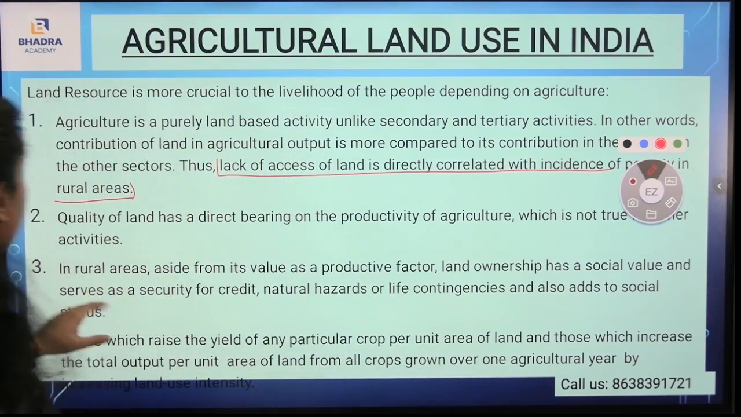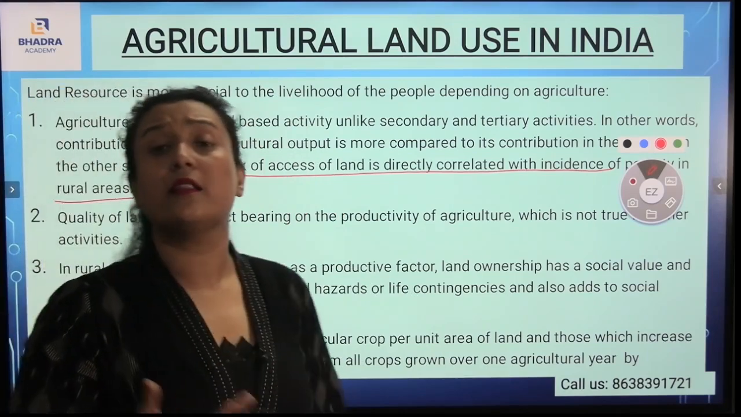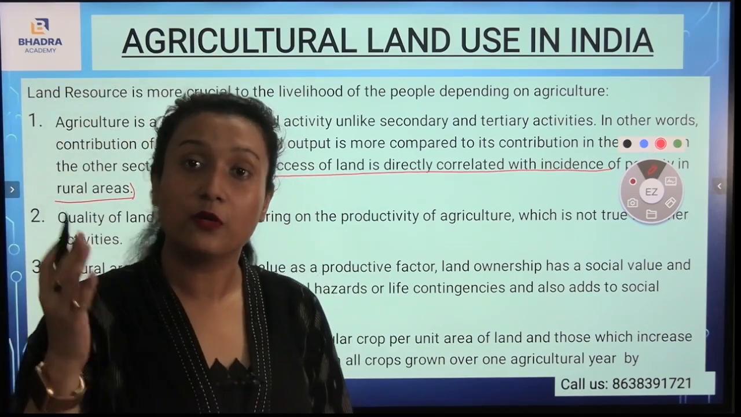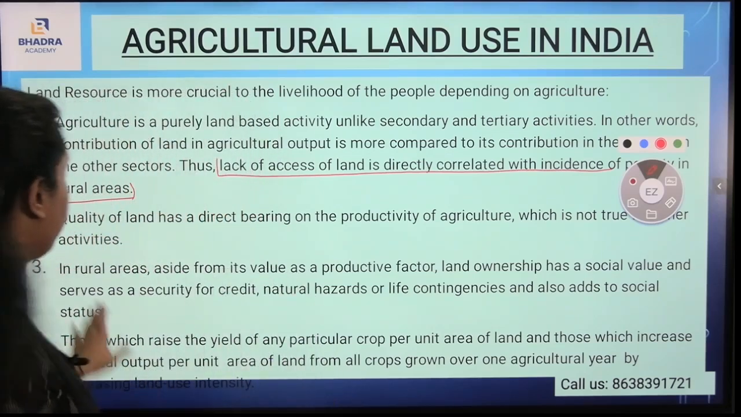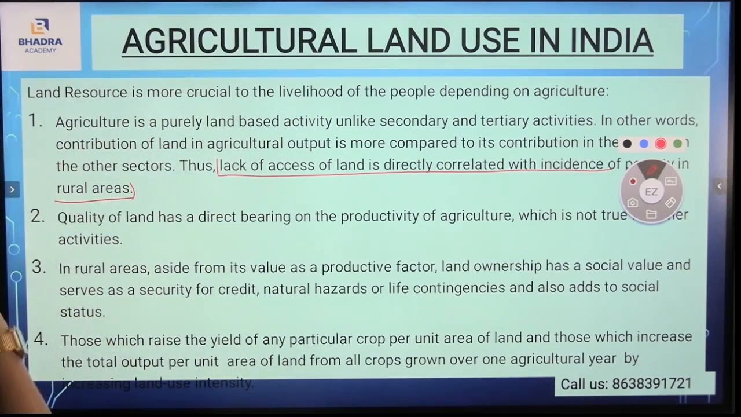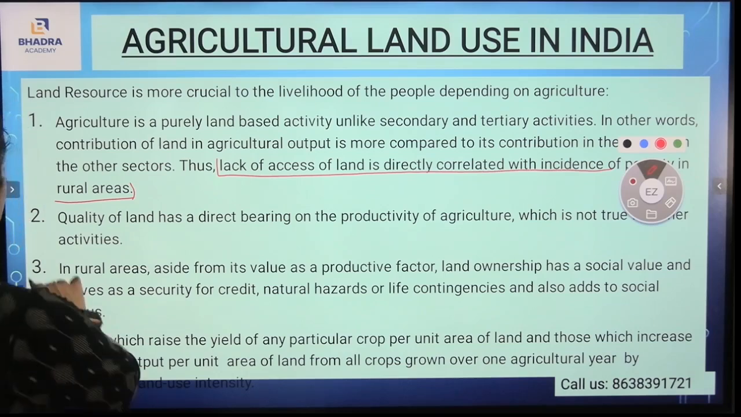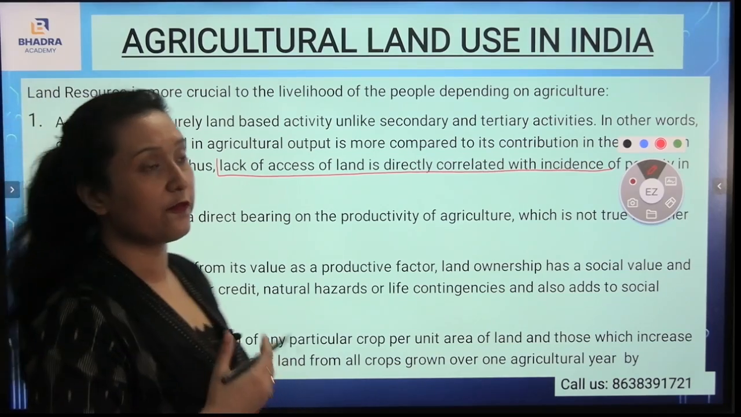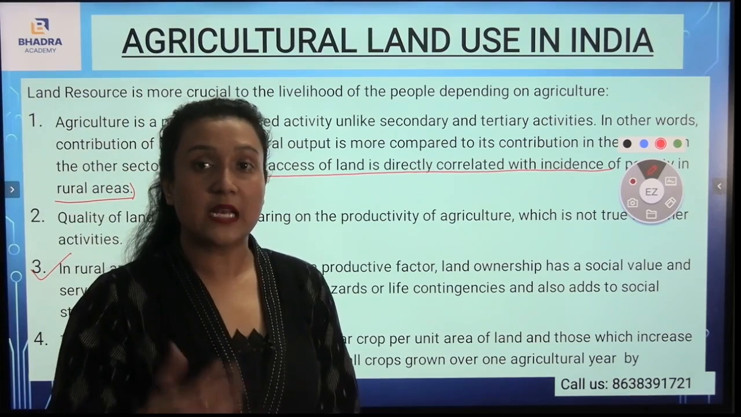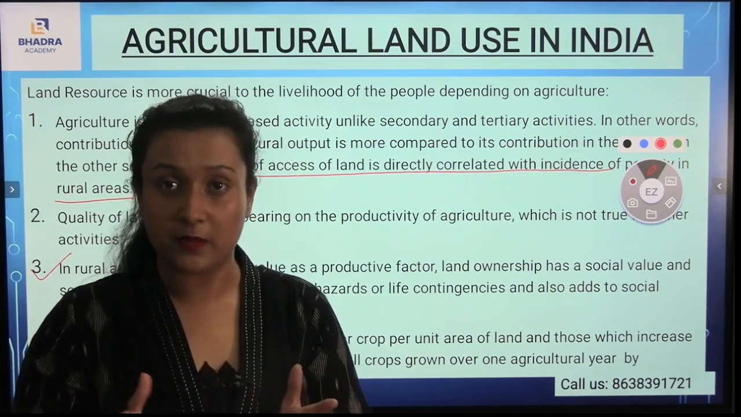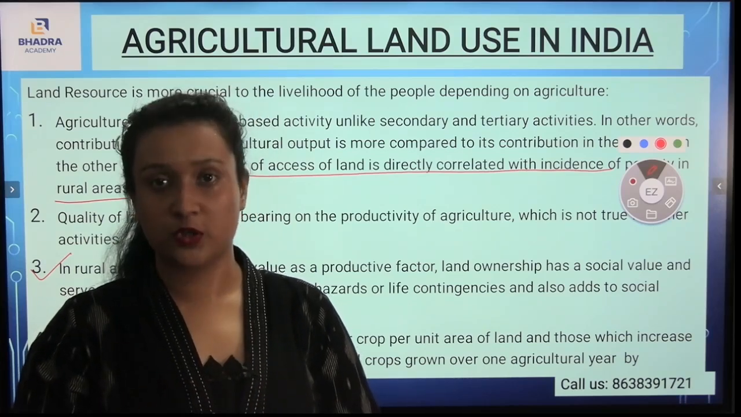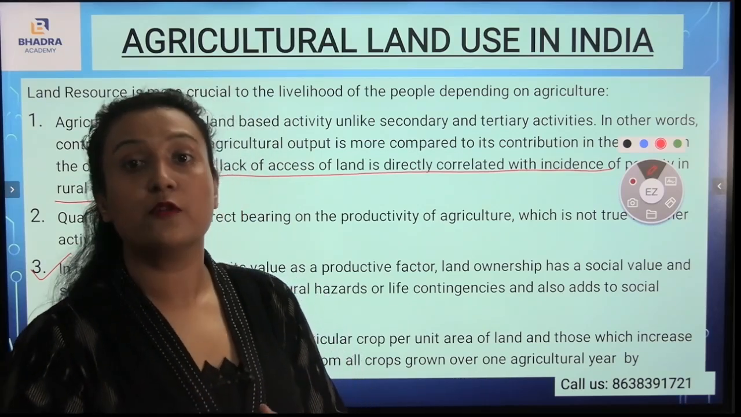So, this is the first point, and the second point is regarding the quality of the land. The quality of the land also affects the agricultural part. Now, the third point: in rural areas, aside from its value as a productive factor, land ownership has a social value and serves as a security for credit, natural hazards or life contingencies, and also adds to social status. Very, very important. If there is contribution of land to the people, then there will be enhancement of the social status.